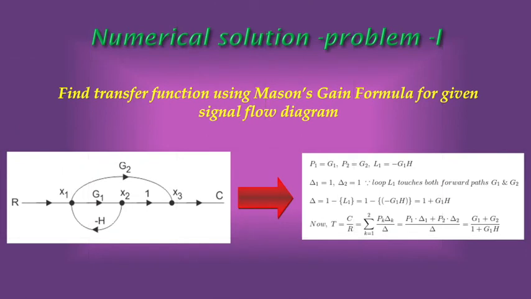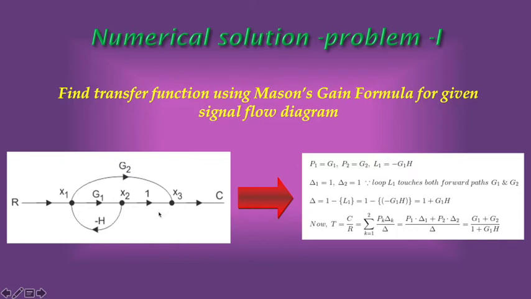Numerical solution problem 1. Find the transfer function using Mason's gain formula for the given signal flow diagram. From this figure, first find the forward paths. This is input, so input to output. So P1, forward path gain, is only G1 into 1. So P1 equal to G1. Another forward path is from this point to this, so gain is only G2. So P2 equal to G2.